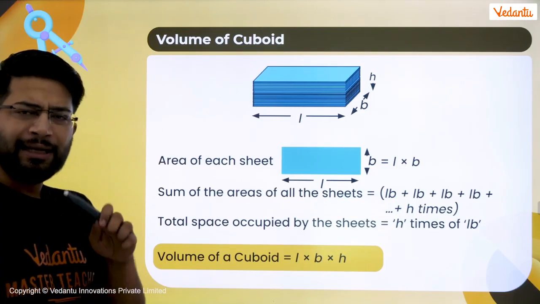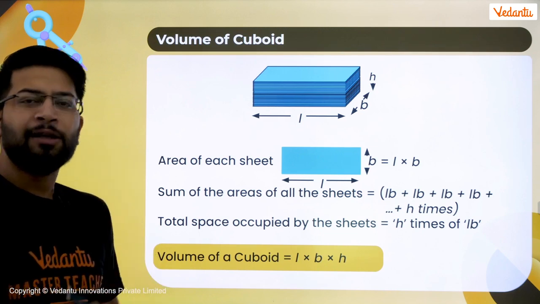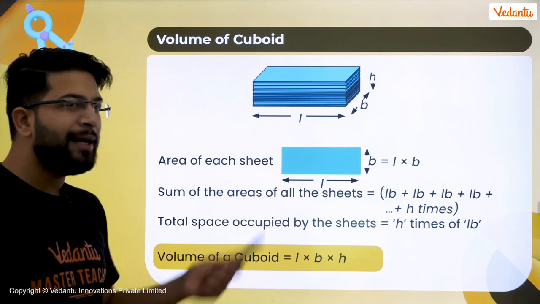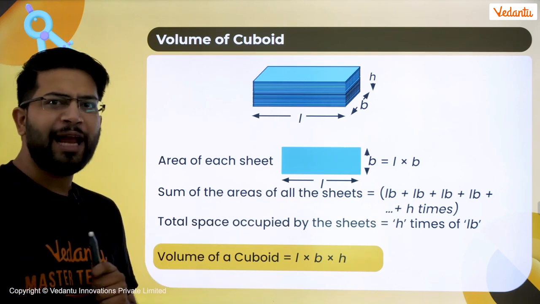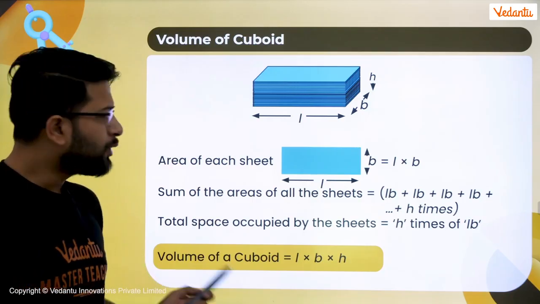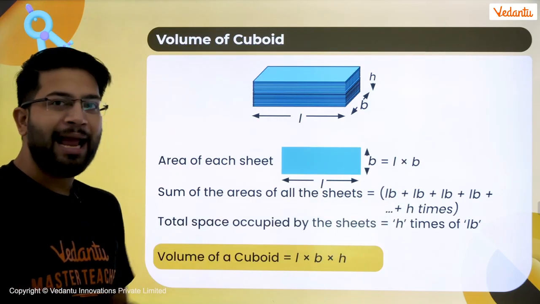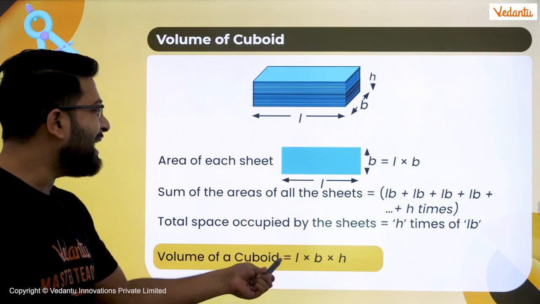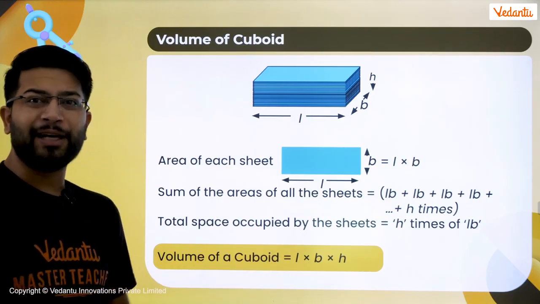Yes, and each sheet is a rectangle, so area will be L into B. Now how many sheets do we have? We have H sheets. So that means multiply by H, and the volume will be L into B into H. I hope it is clear.